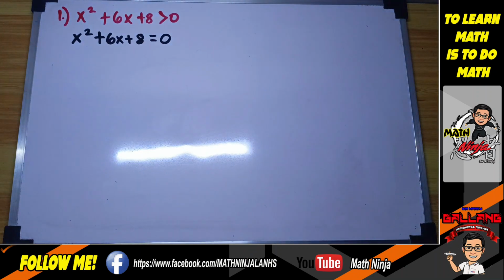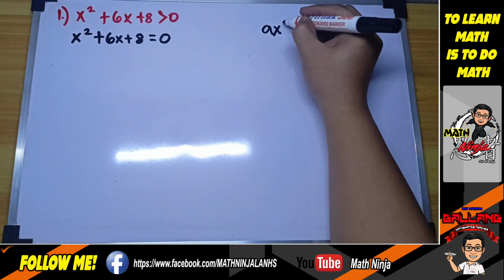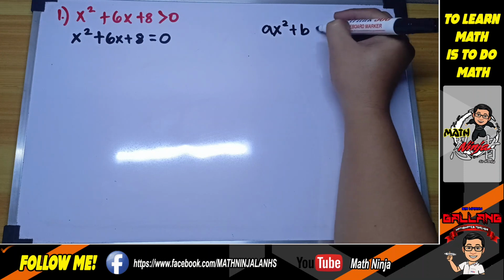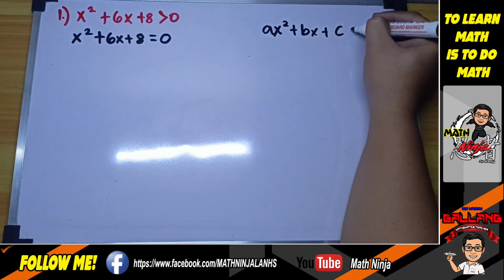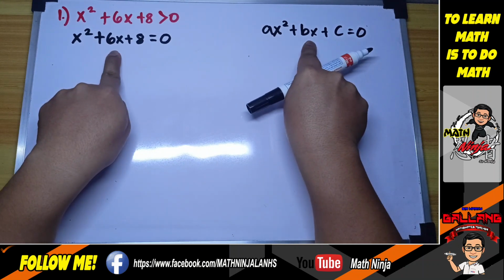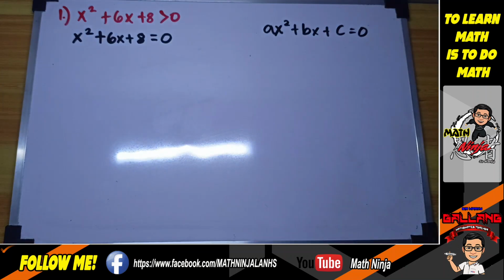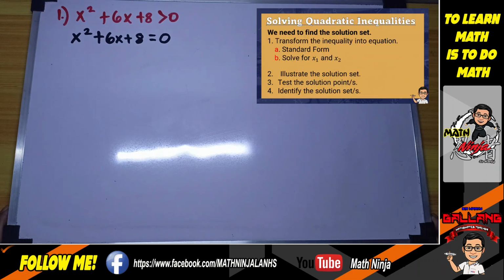As you can see, naka-standard form na nga siya sapagkat sinunod niya yung form na ax squared plus bx plus c is equal to 0. So, we have the quadratic term, we have the linear term, and we have the constant term which is equal to 0. After ng pag-transform into standard form, we're going to solve for values of x of 1 and x of 2. On this case, mas preferred kong gamitin ang factoring.